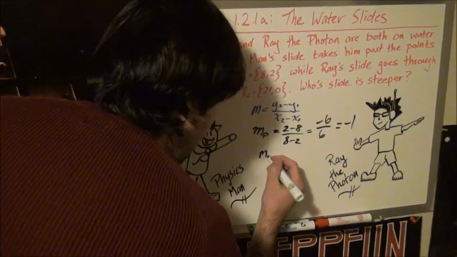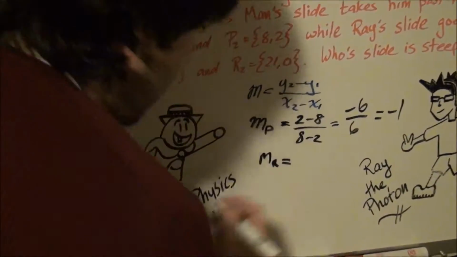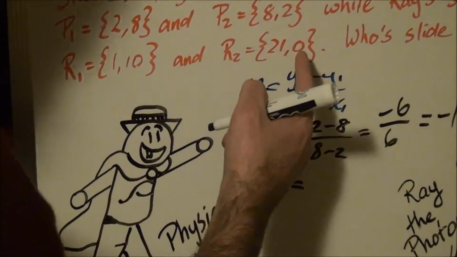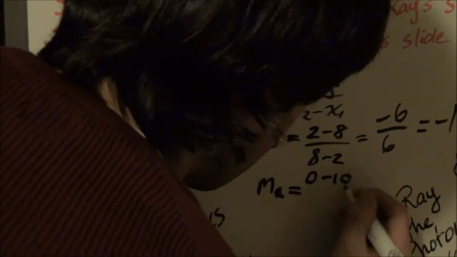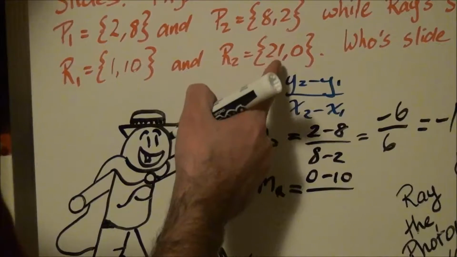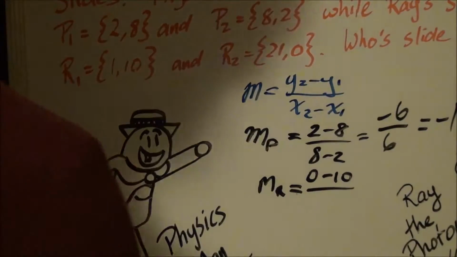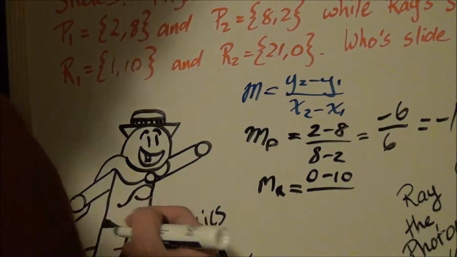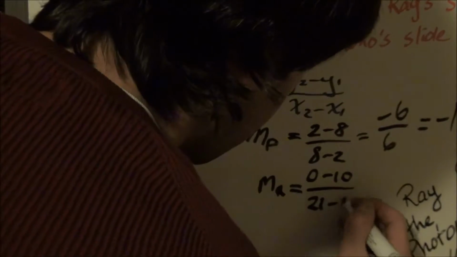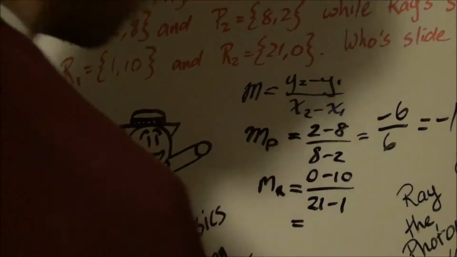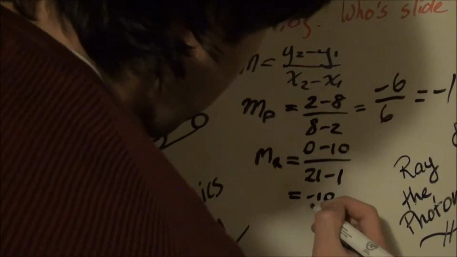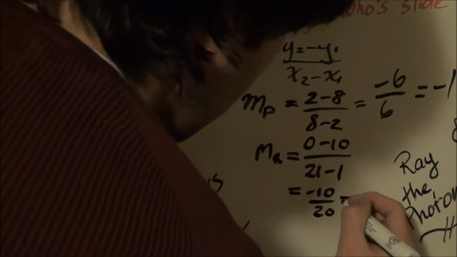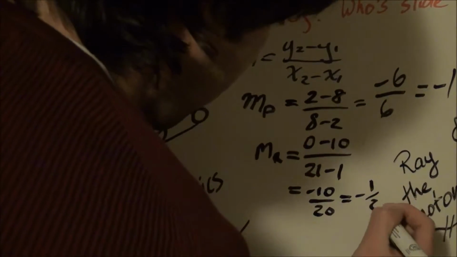The slope of Ray the Photon's slide will be the change in his y values, so in this case 0 minus 10, over the change in his x values, 21 minus 1. Which of course will equal -10 over 20, which is equal to -1/2.